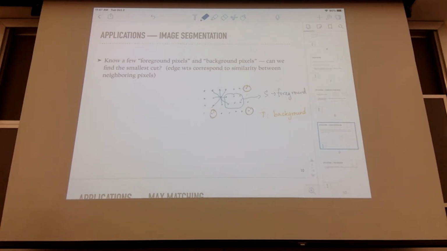Okay, so these kinds of algorithms are often used, some of the oldest algorithms for image segmentation. Okay, so there are much better ways, but this is one way.